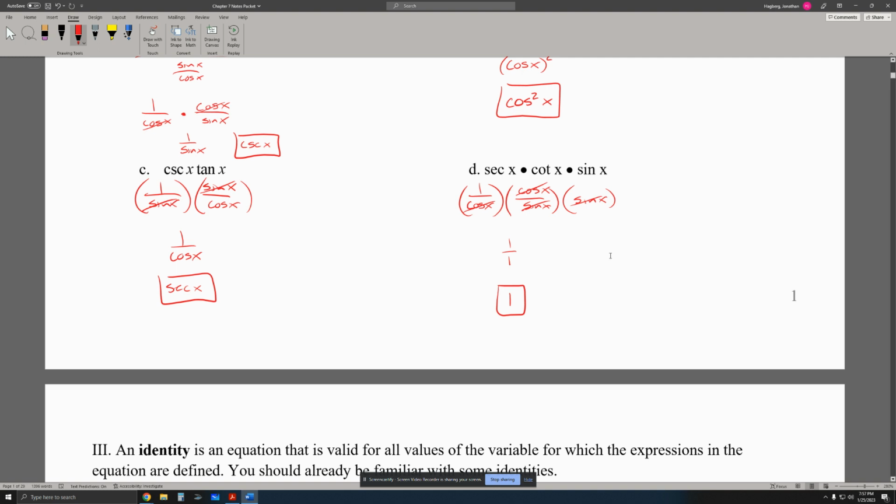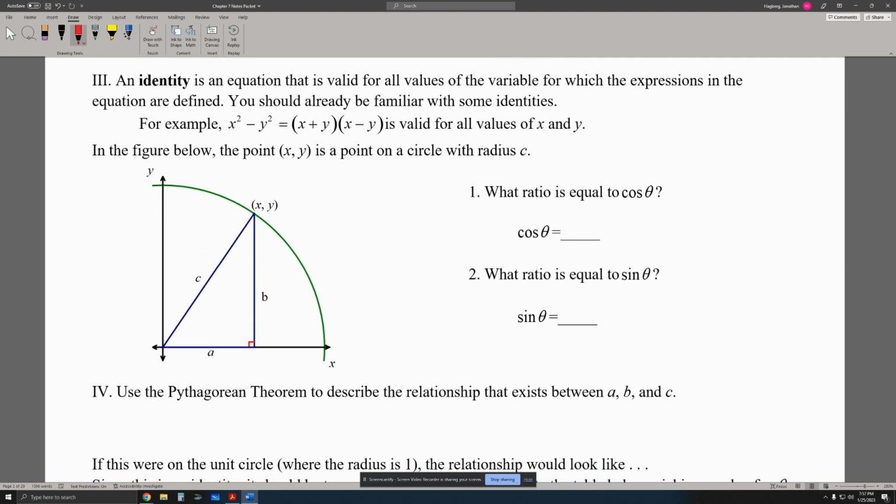Okay? Now let's talk about identities. An identity is an equation that is valid for all values of the variable for which the expressions in the equation are defined. You should already be familiar with some identities.